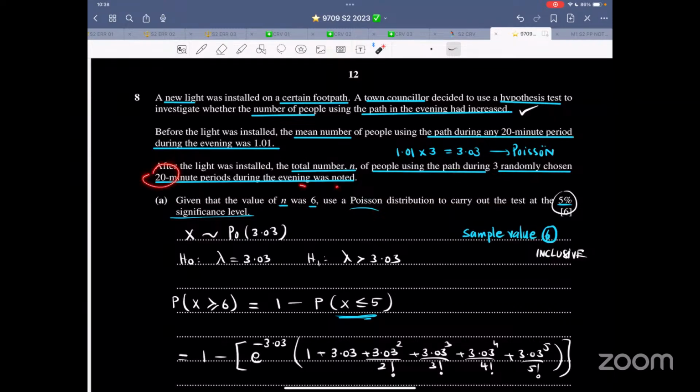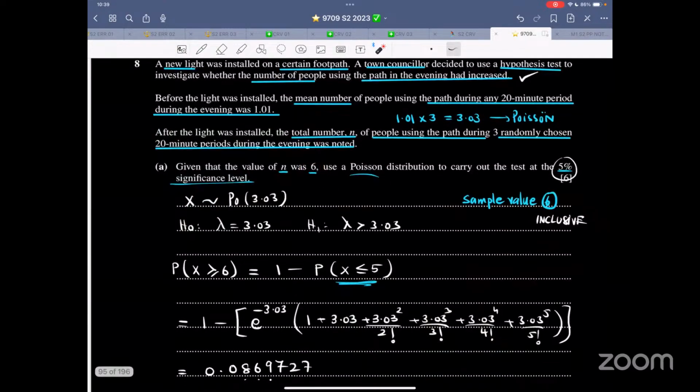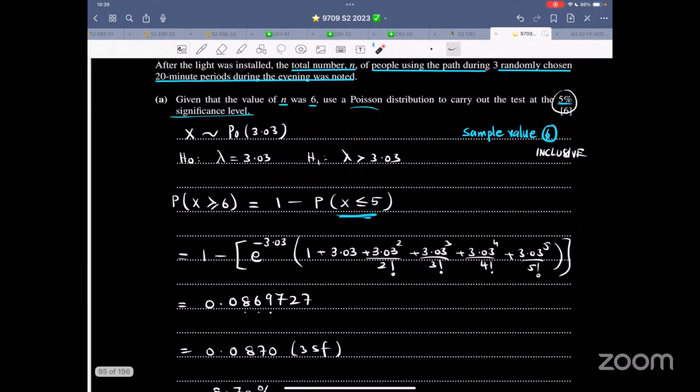So basically, we won't be working with 1.01. We will be working with 3 times 1.01 because there is a 20-minute, 20-minute, 20-minute period. So that is 3.03. Now it says, given that the value of n was 6, the sample value was 6, use a Poisson to carry out the test at the 5% significance level. X follows the Poisson distribution with this. Sample value is 6, that is inclusive.